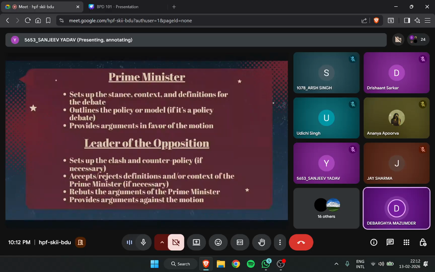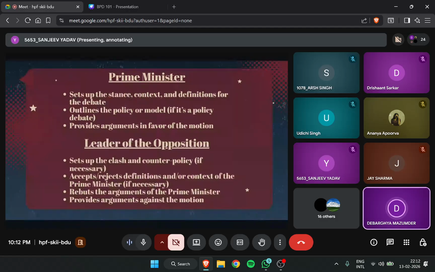You need to understand what those two speaker roles look like as the first speaker of a debate in the opening half. First speaker is Prime Minister. Again, Prime Minister roles are quite simple. It's the same as in an Asian parliamentary debate. I hope everyone here is aware of what the prime minister or leader of opposition burdens are. I'll simply reiterate what the roles look like.